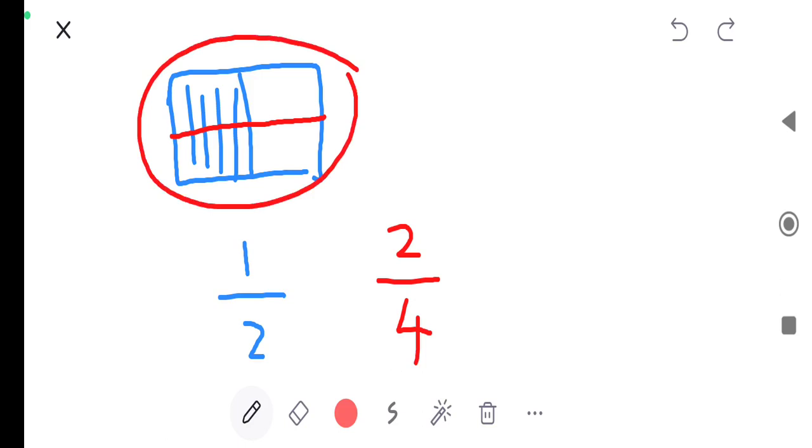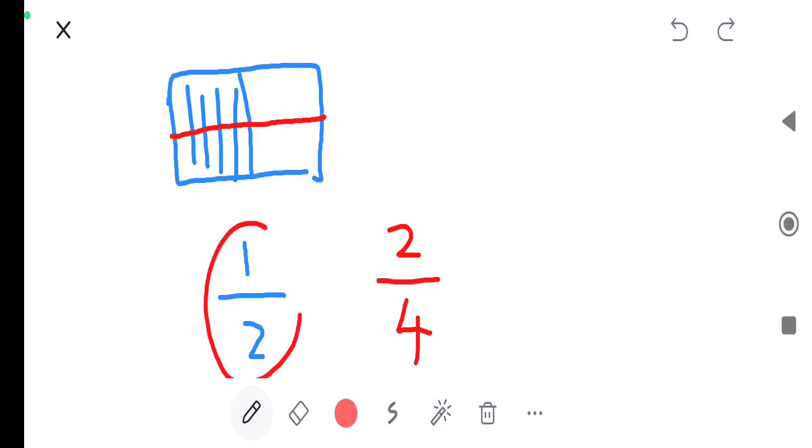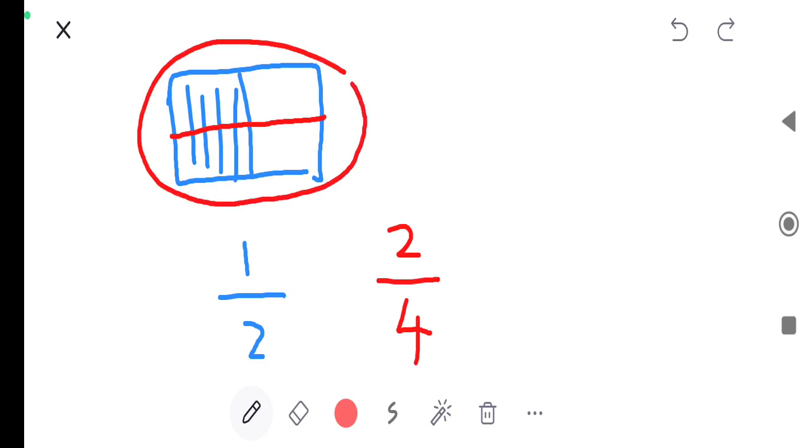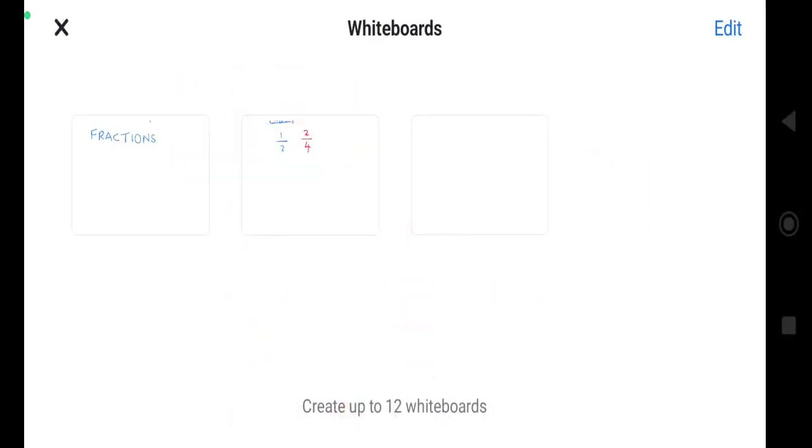Okay? 1 over 2 and 2 over 4 are the same. They are equal. They are equal because we got both of them from the same diagram, from the same rectangle, and this is the rectangle where we got both of them. That is why they are the same. Let me give you another illustration.